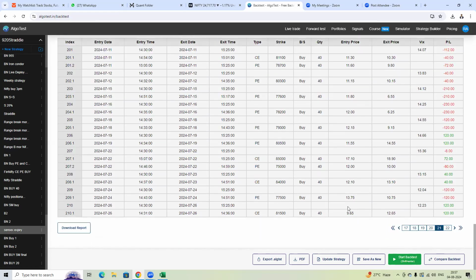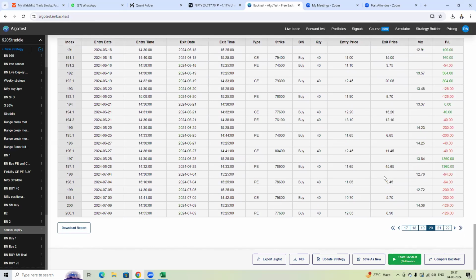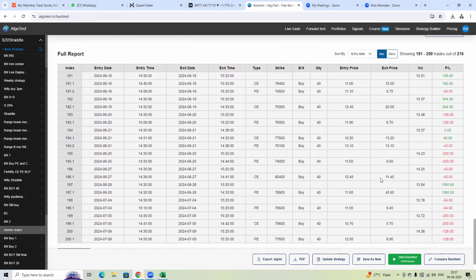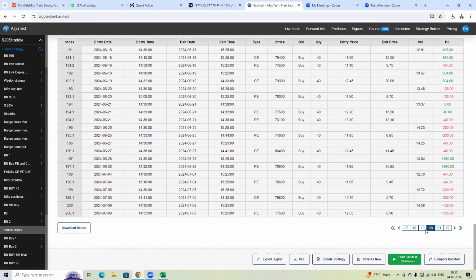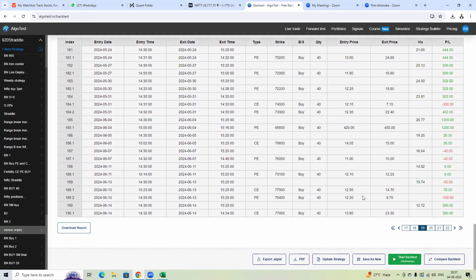So this we will make it, I'm just fine tuning this. And the entry happens only after 2:30. Okay, after 2:30 we get the gamma effect. Sometimes I have seen options going from 10 rupees to 200 rupees, and I have practically done it in the live trade. That is where I am working on this strategy to make it more profitable.